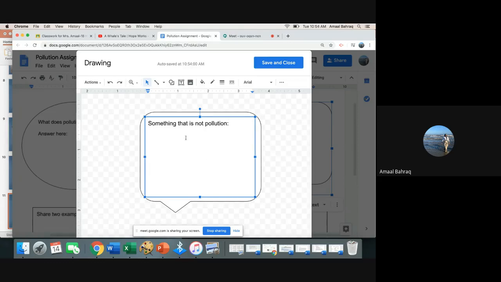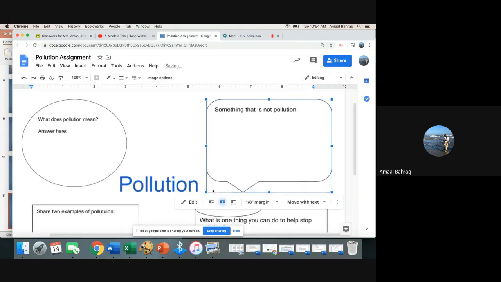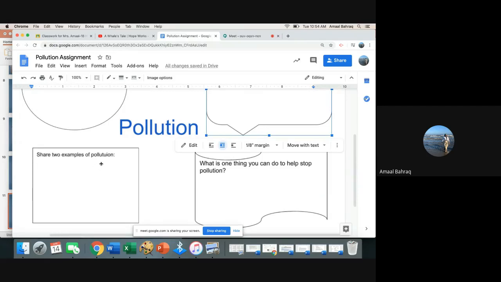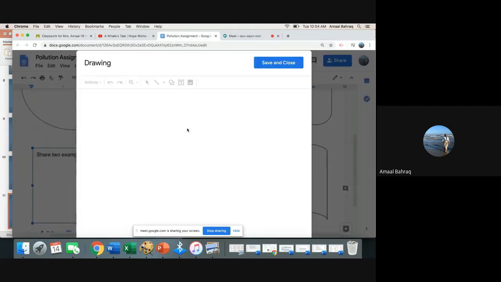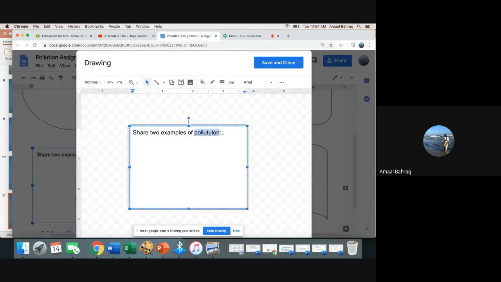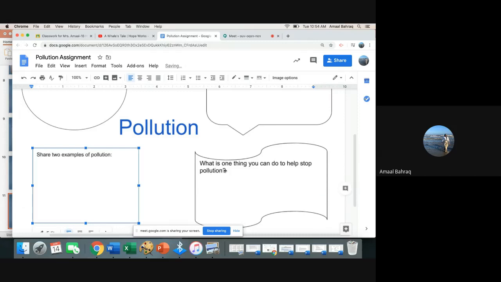This one says something that is not pollution. So what would not be something that would be considered pollution? Think about that. Share 2 examples of pollution. Oops, I need to correct the spelling here. Let's fix that right now. Share 2 examples of pollution, and what is one thing you can do to help stop pollution?